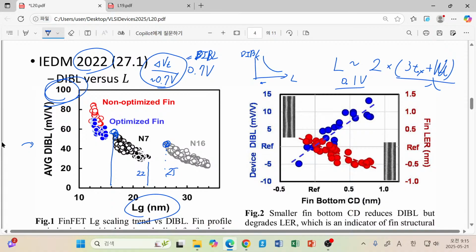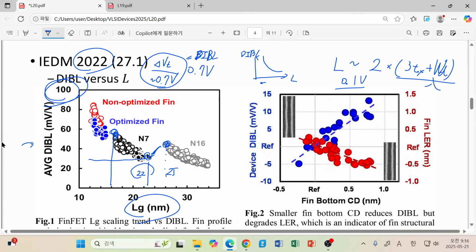Even with this shorter channel length, their DIBL can be controlled to just 30 millivolt per volt. Although the gate is even further reduced, since the channel length is much shorter, we expect much higher short channel effect. But they suppressed this high DIBL to an acceptable, quite good level. What was the magic? Between N16 and N7, they succeeded in reducing the thickness of silicon.